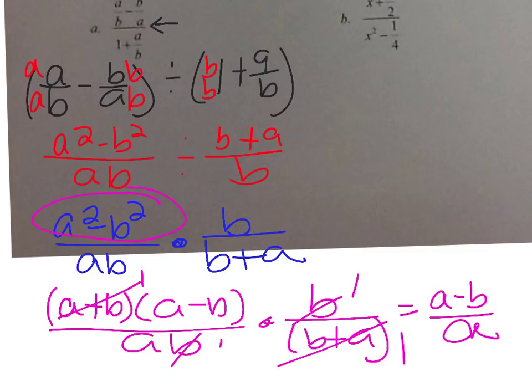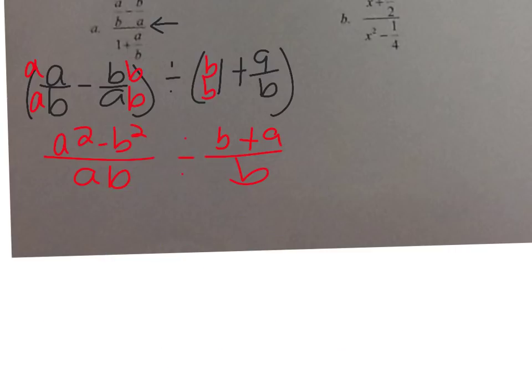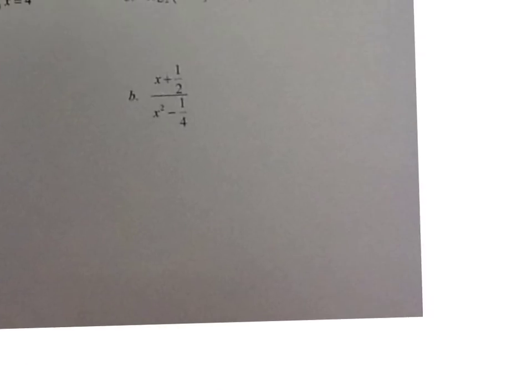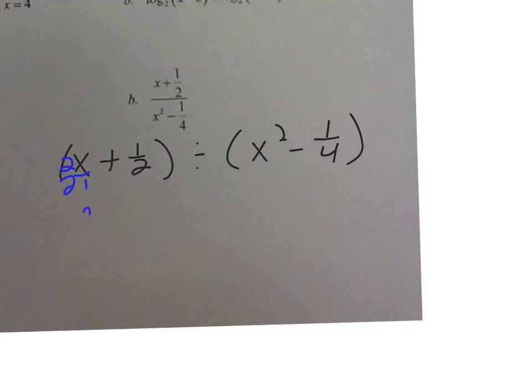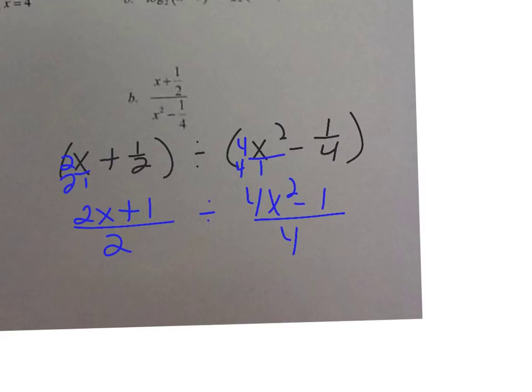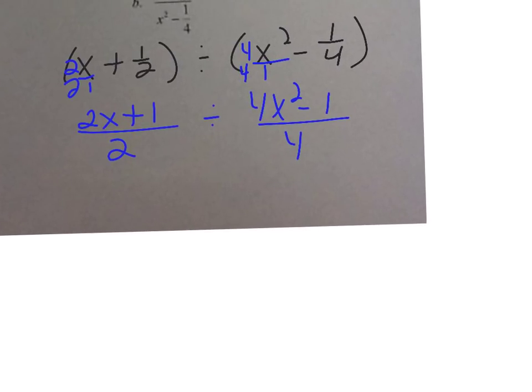Okay, so let's take a look at the last problem. So I'm going to start off the same way. So I have x plus 1 over 2 divided by x squared minus 1 over 4. So I'm going to multiply numerator and denominator by 2. So it's 2x plus 1 over 2 divided by, multiply top and bottom here by 4, 4x squared minus 1 over 4. Now I could do same change flip. So I have 2x plus 1 over 2 times 4 over 4x squared minus 1.